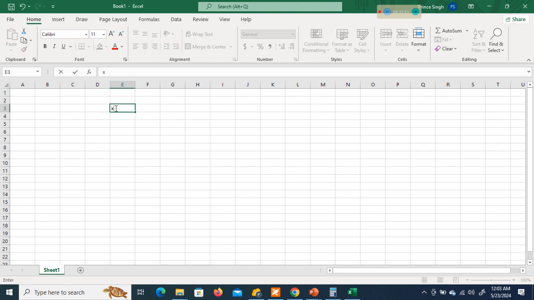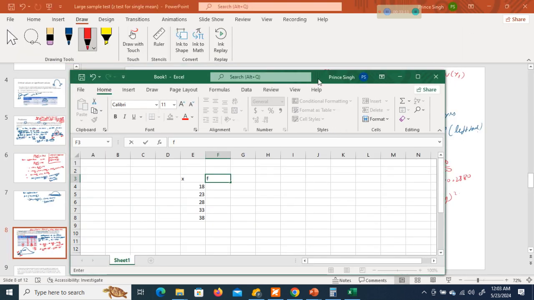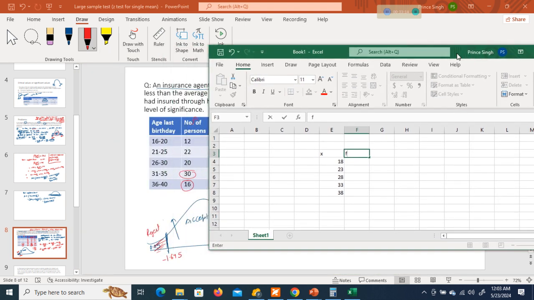Okay, I'm considering x here as 18, 23, 28, 33, 38, and the corresponding frequency f is given here: 12, 22, 20, 30 and 16, right? Okay, so I have calculated y as x minus 28.